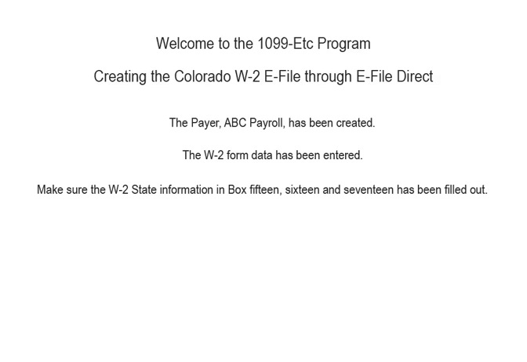This tutorial covers creating the Colorado W-2 e-file through e-file Direct. Once the file is created, it is the user's responsibility to upload the file to Colorado. To begin, the pair, ABC Payroll, has been created. The W-2 form data has been entered. Make sure the W-2 state information in box 15, 16 and 17 has been filled out as needed.